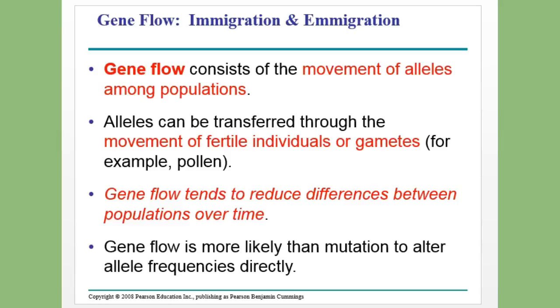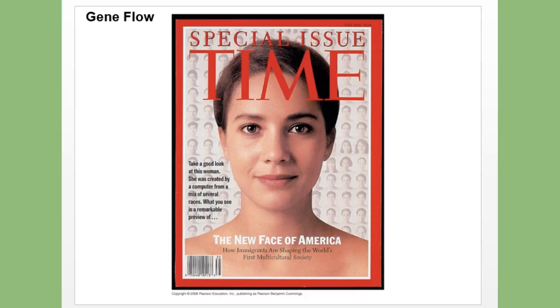And remember, immigration with an I is something moving into an area, whereas emigration is something exiting or moving out of an area. This picture is on page 478, and it is showing gene flow in human evolution.